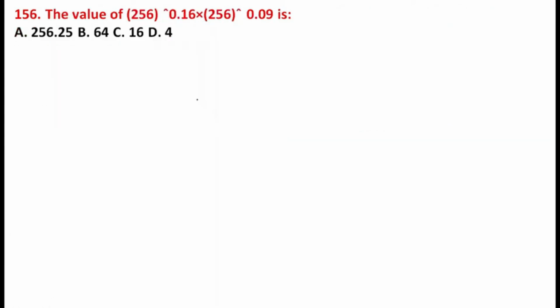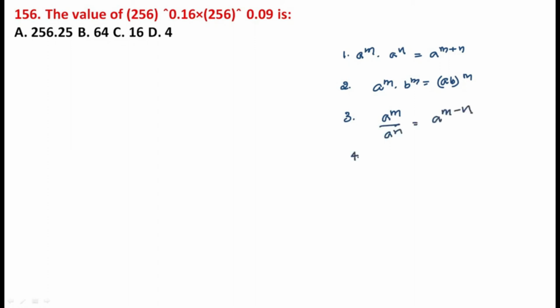Now there are simplifications here. We have a few properties guys. a power m into a power n is equal to a power m plus n. You can use all these properties. a power n into b power n is equal to ab whole power n. a power m divided by a power n is equal to a power m minus n. Fourth one, a power m divided by b power m is exactly equal to a by b whole power m. Now the fifth information: anything power 0 is equal to 1. So if you just use all these properties, guys, a power m whole power n is equal to a power mn.